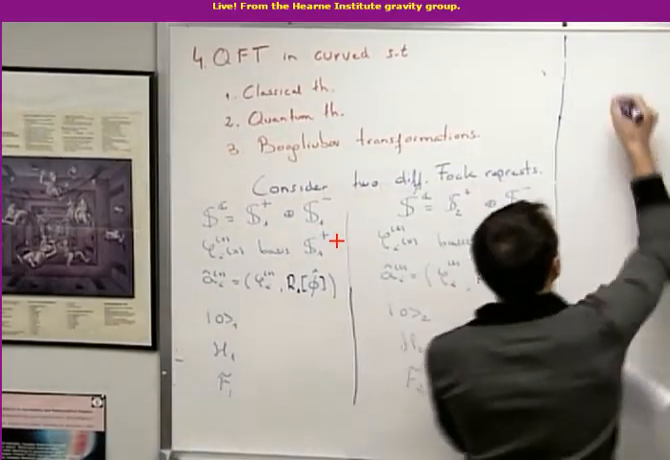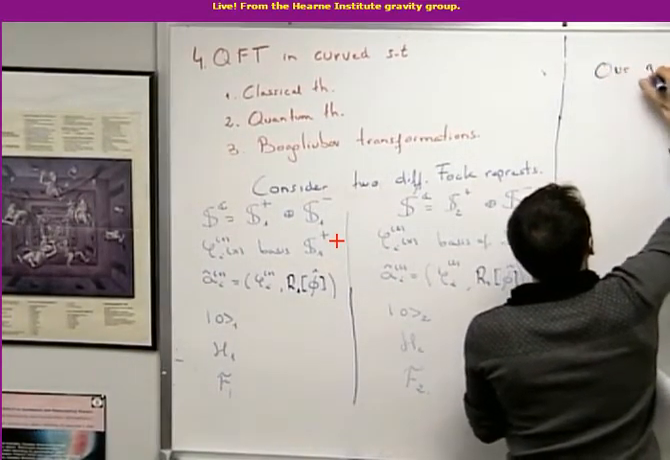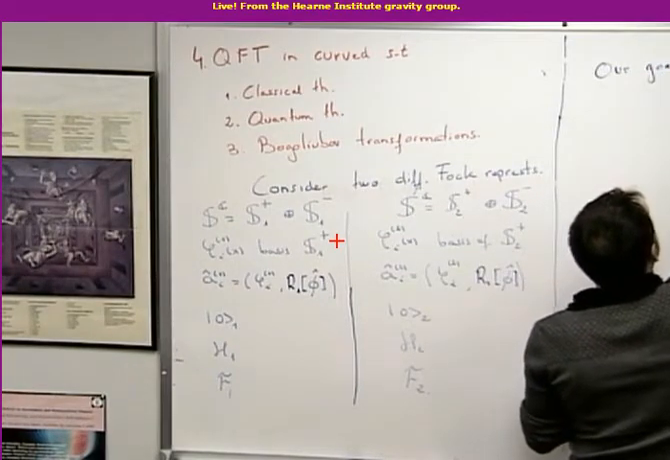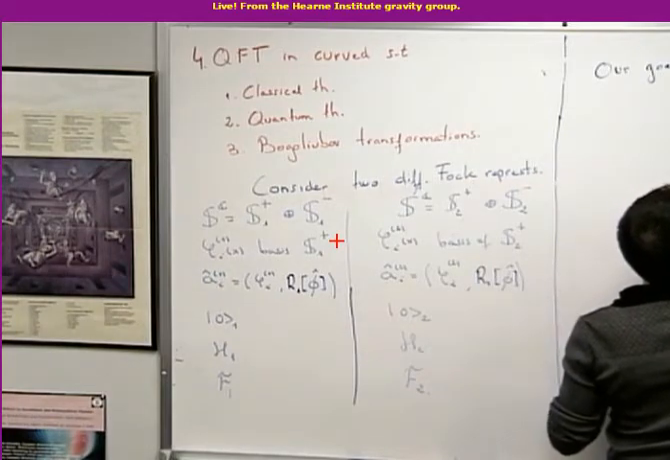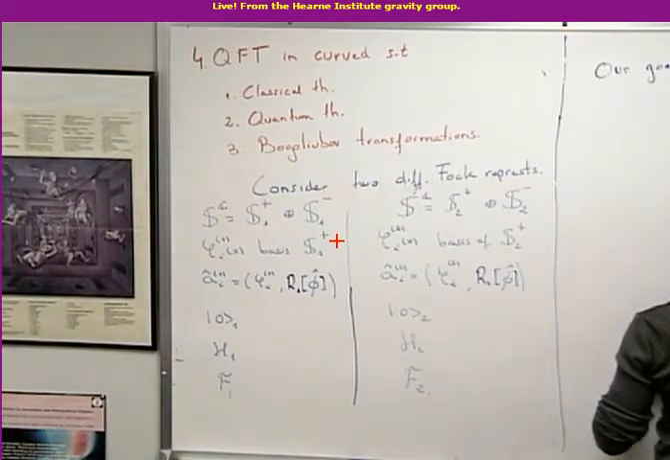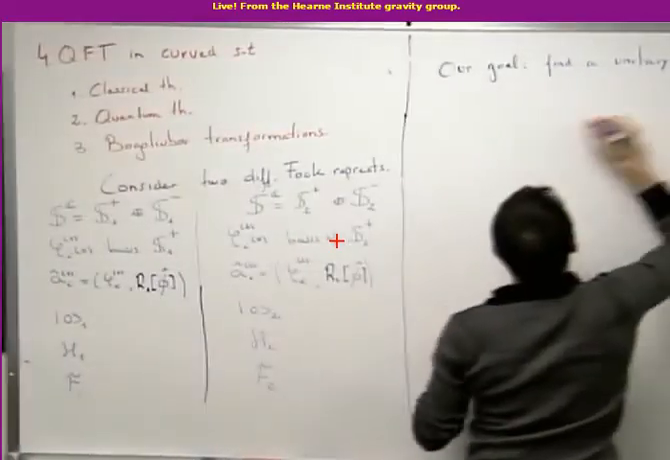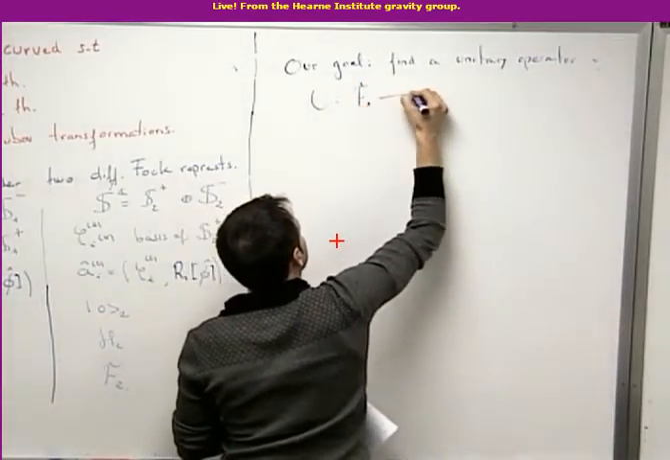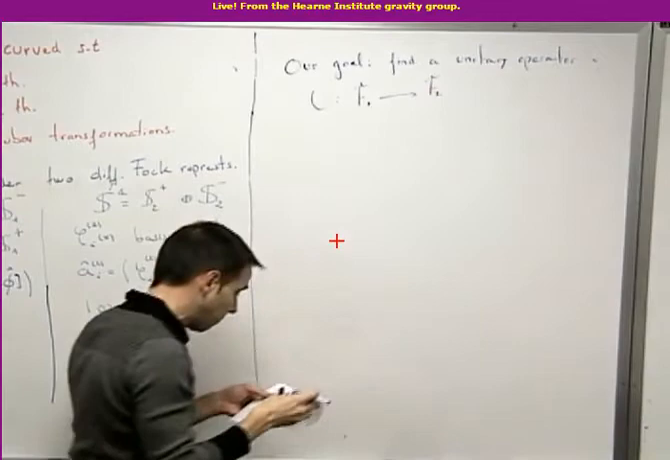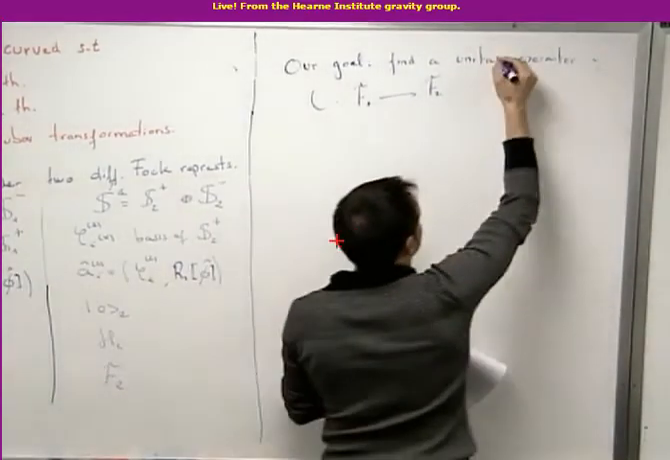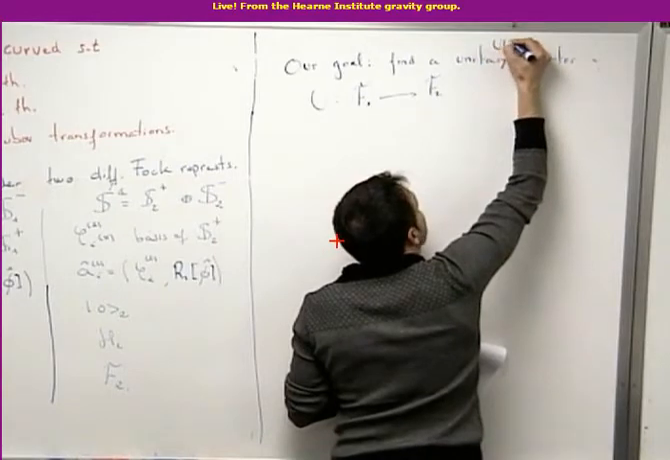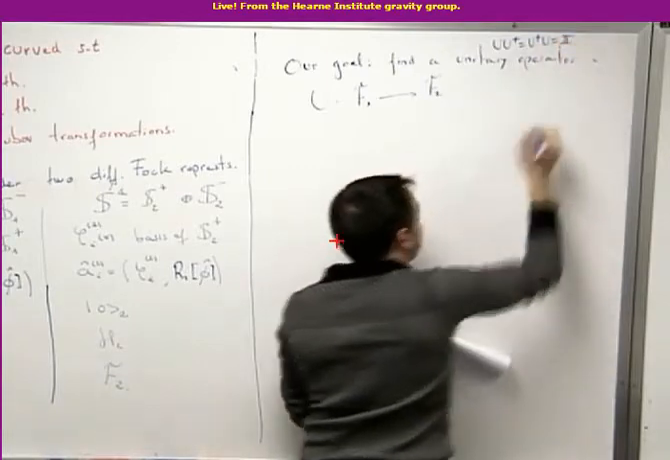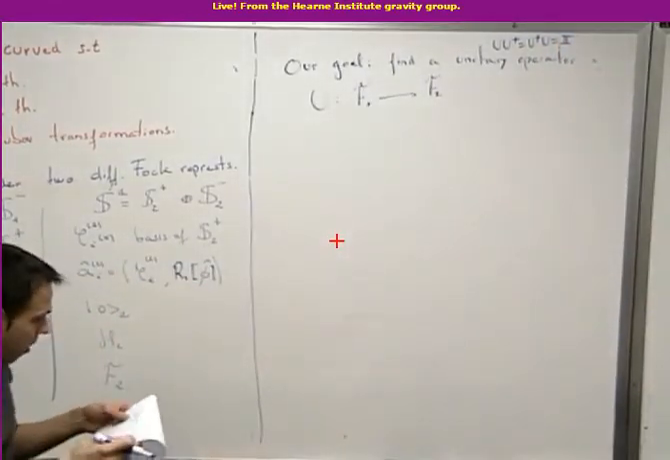So our goal is to find a unitary operator U that goes from the first Fock space to the second Fock space. You know what a unitary operator is. A unitary operator is one whose adjoint is equal to its inverse. This is what we mean by unitary operator, in case you don't remember.